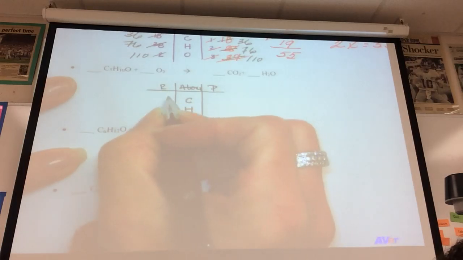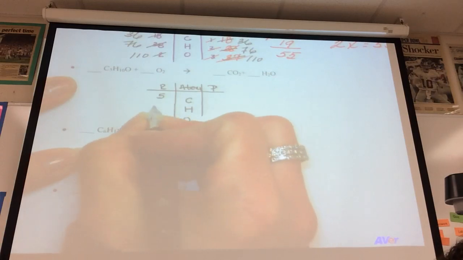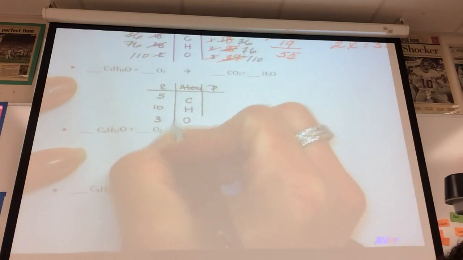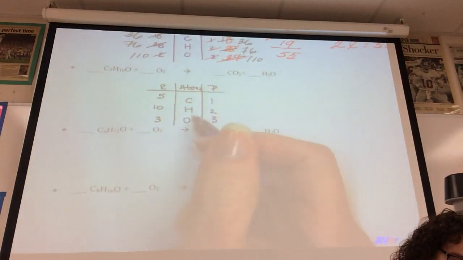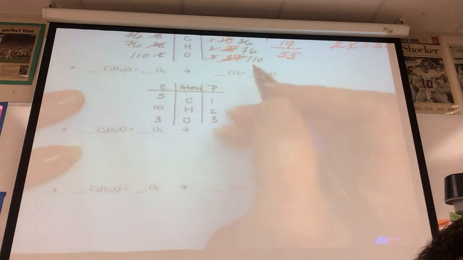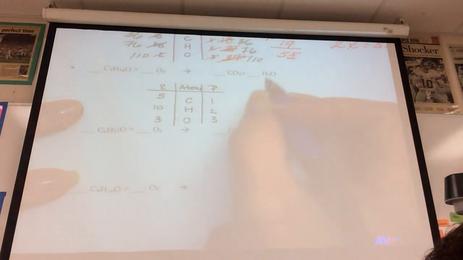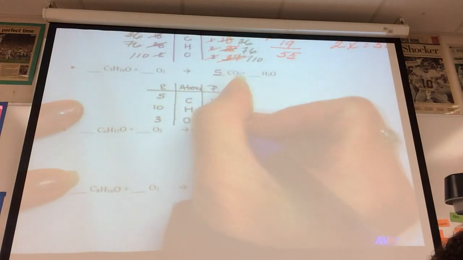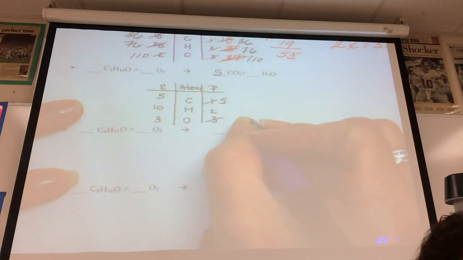How many C's on the reactant side? How many H's on the reactant side? How many O's? How about on the product side? 1, 2, 3, you got it. Nice little quickie. As we talked about, quick way to do it. First thing we need to do is what? C's. So what are we going to put in front of the carbon dioxide? 5 is correct. How many O's, Will? 11. You got it now.